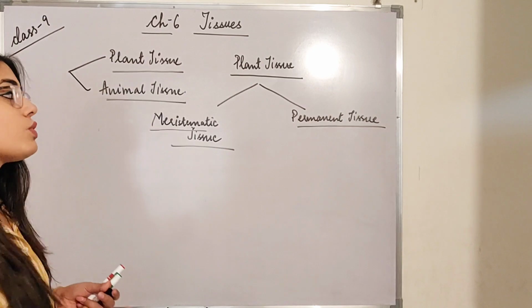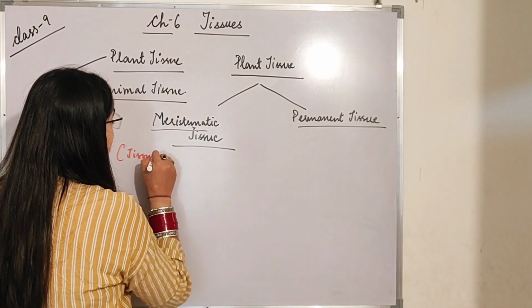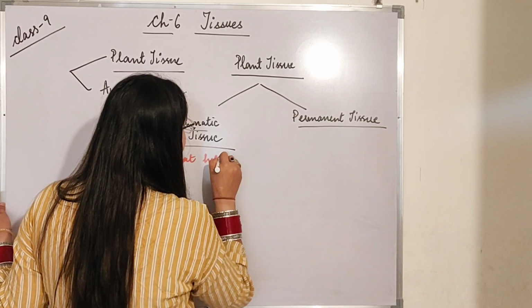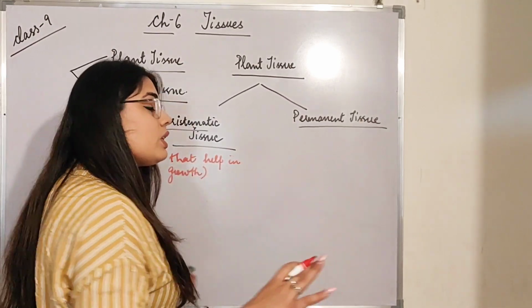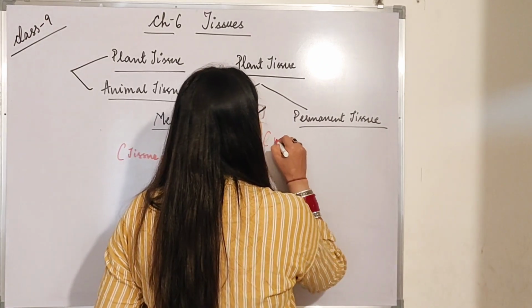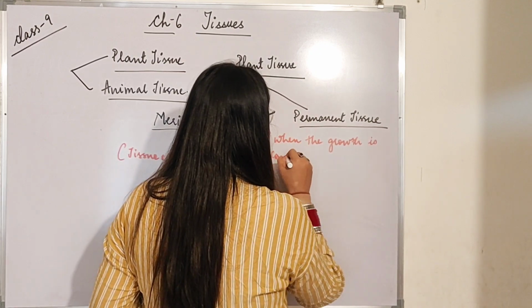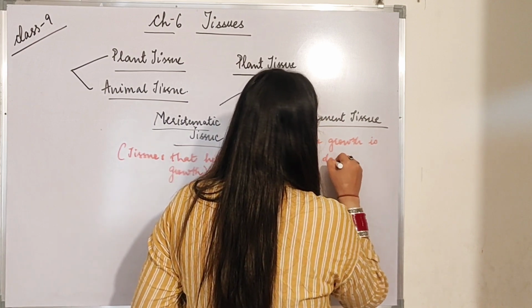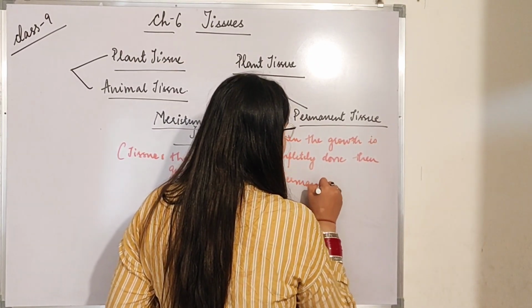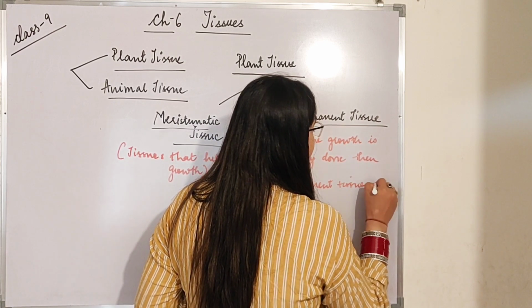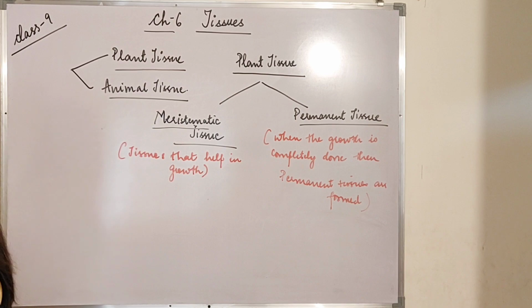The meristematic tissues are basically the tissues that help in the growth. And permanent tissues are formed whenever the growth is completely done. Got it? So this is a little bit of definition that I am explaining to you side by side.